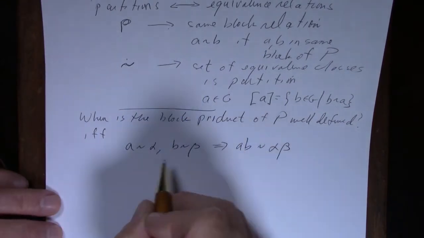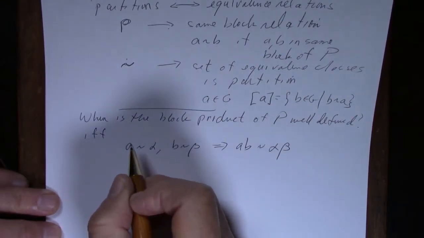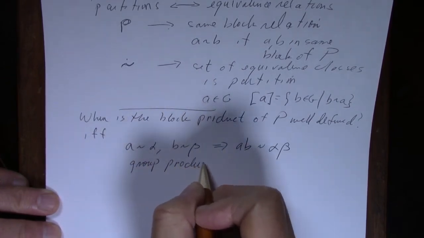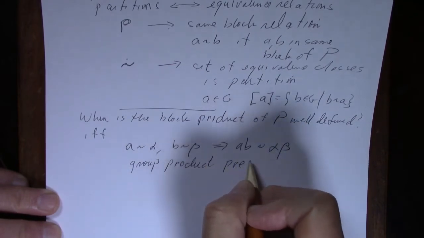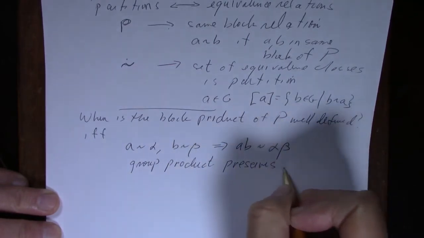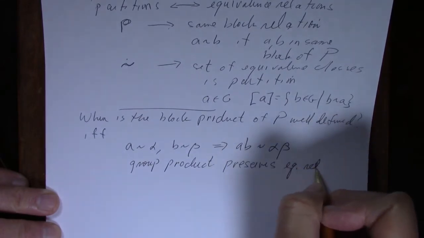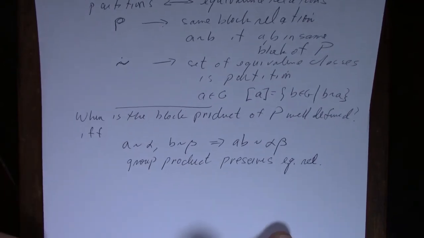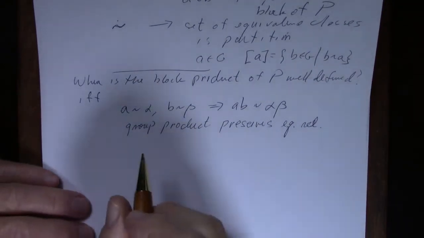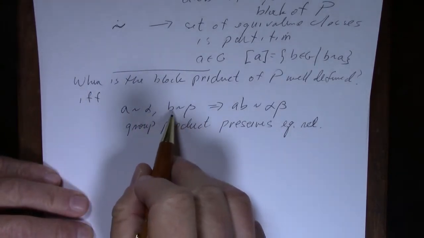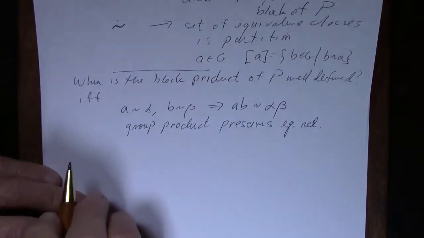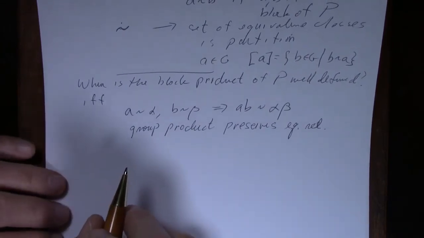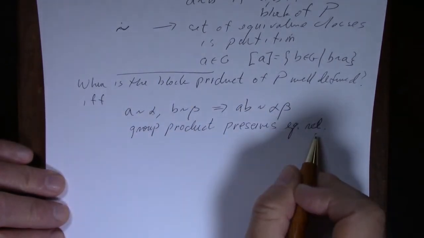This can be expressed in words by saying that the group product preserves the equivalence relation. I'm going to just say equivalence relation instead of saying same block equivalence relation. That's always what I'm talking about, the same block equivalence relation. Because these are in the same block, these are in the same block implies the products are in the same block. So this is group product preserves equivalence relation.